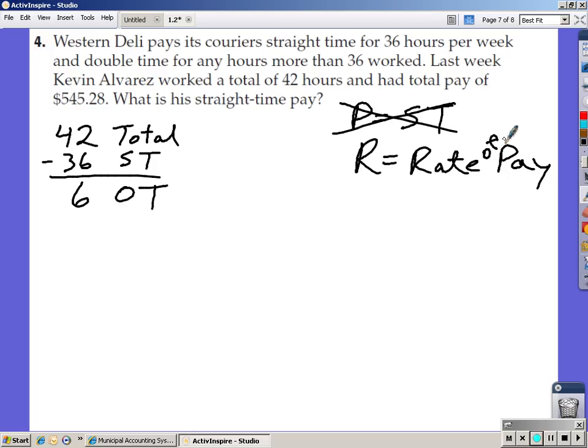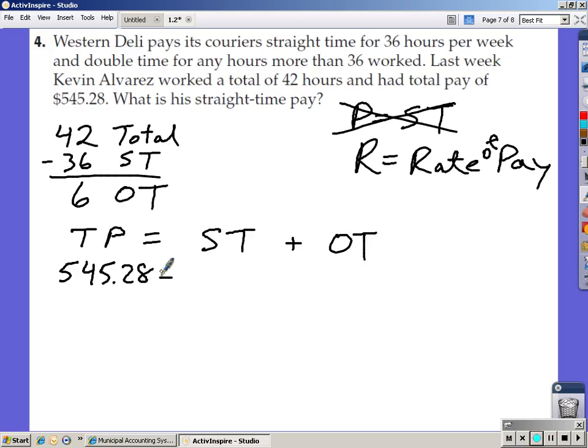All right, so the formula that we use is total pay equals straight time pay plus overtime pay. Set it up the same way. My total pay is $545.28 equals my straight time. I know I worked 36 hours. I don't have a clue what my rate of pay is, so it's just going to be 36R. Plus, my overtime, I worked for 6 hours. And do I get paid? I get paid double time. So 6 times 2 times my rate of pay.